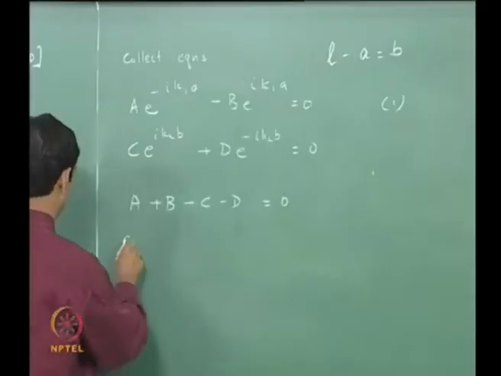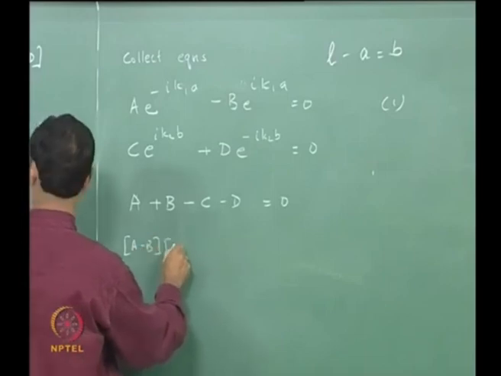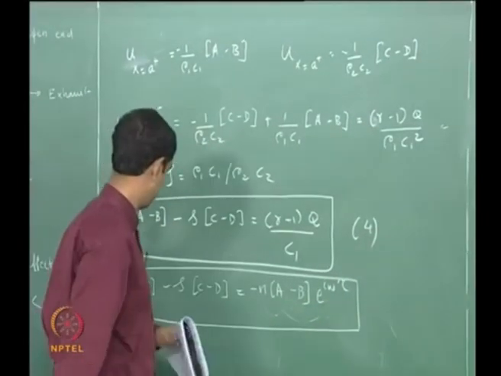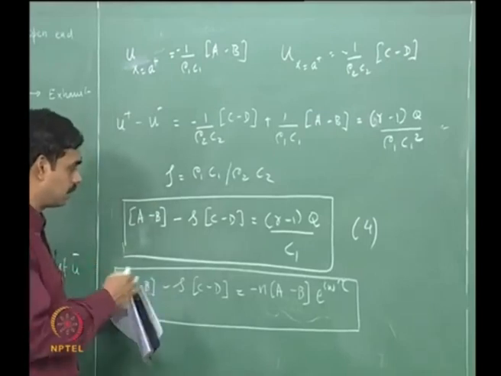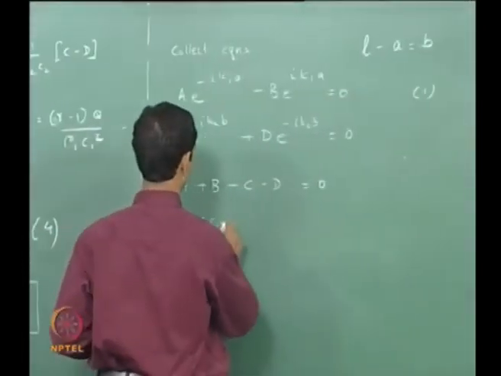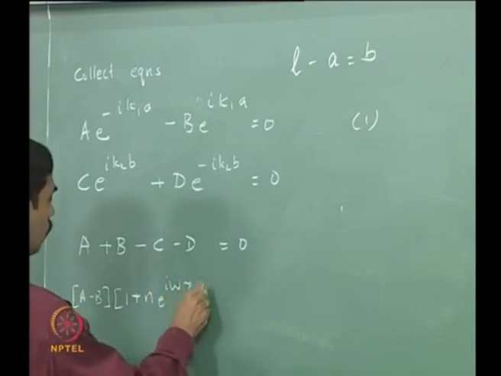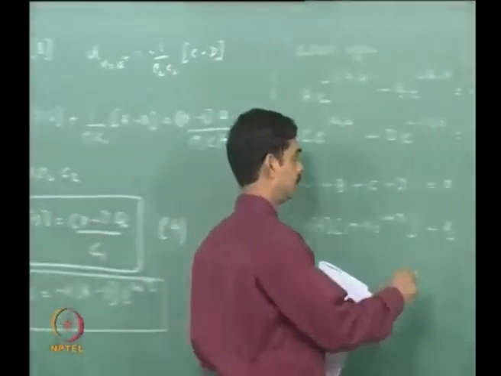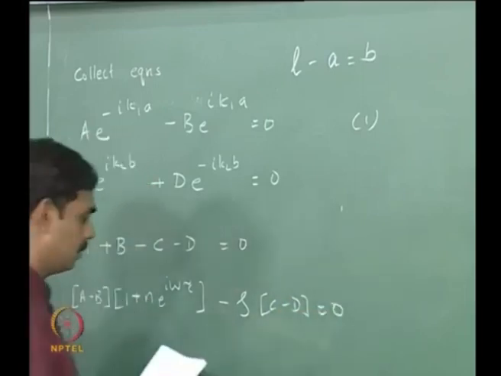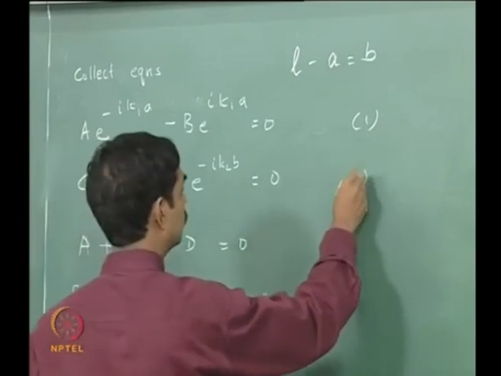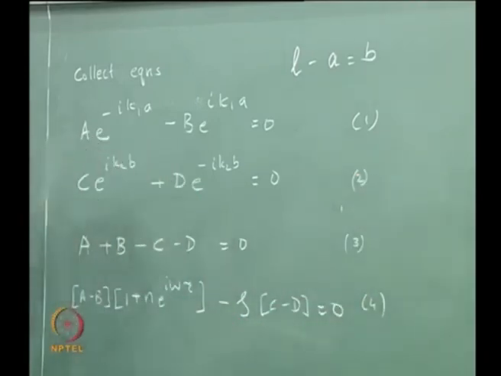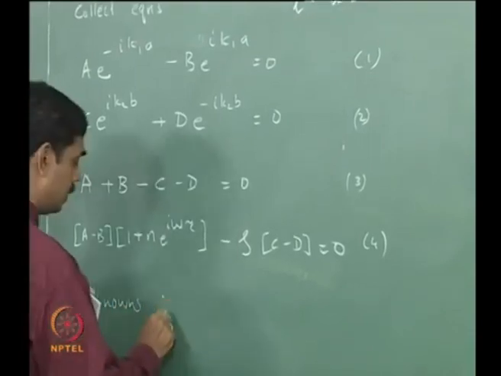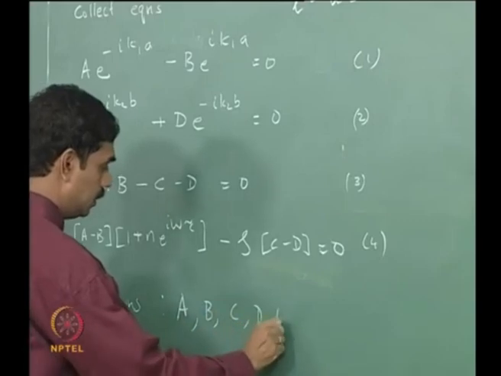And then the last equation is here, a minus b. So I bring these terms over to the left side and club them together with this a minus b. So I will get a minus b, I can take it out and I will say 1 plus n e power i omega tau, minus the second term zeta into c minus d equal to 0. So I have 4 equations, and as I mentioned there are 5 unknowns. They are a, b, c, d and omega.